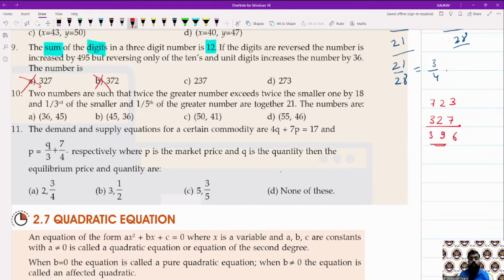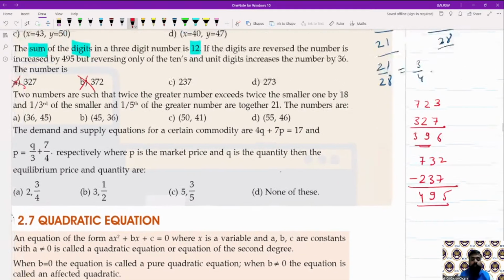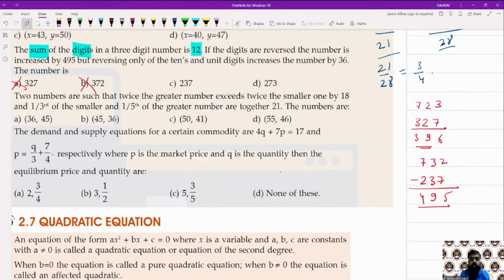Third one, 237. 237 and reverse is 732. How much is the difference? It is 5, 9 and 4. Yes. So 495 is the difference. So the condition is getting verified.